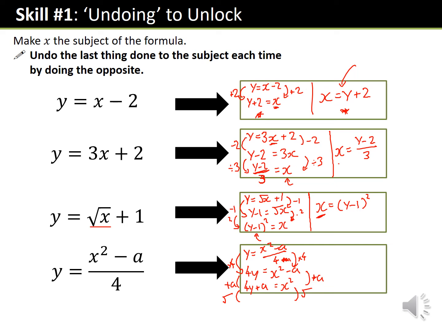So on the right hand side, because we're square rooting the whole thing, we also need to square root the whole of the left hand side. So 4y plus a, that equals x. So we've got our answer. Again, I'll just write it with the x on the left. So x equals square root of 4y plus a. You can see we've got x on its own again.